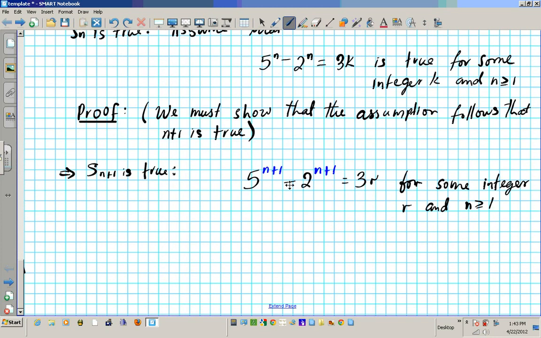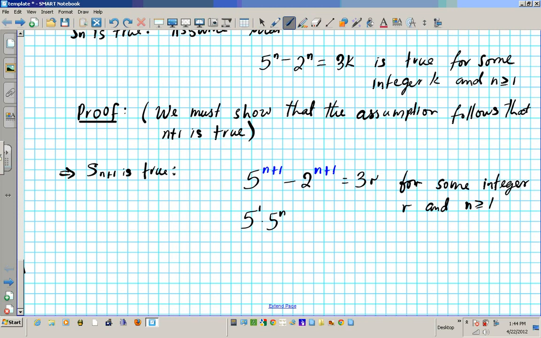Okay. So let's start by using a law of exponents to break down these powers right here. So this is basically going to become 5 to the n times 5 to the first power minus, let me rewrite the order. Sorry about this. Let me rewrite it as 5 times 5 to the n.